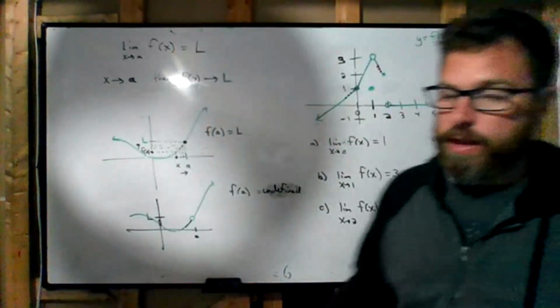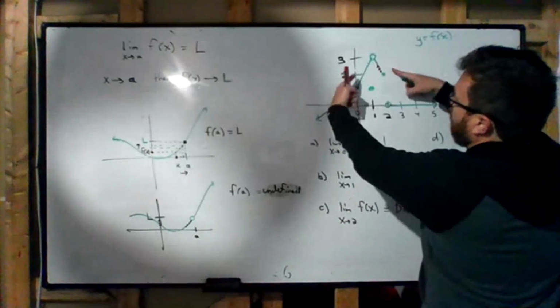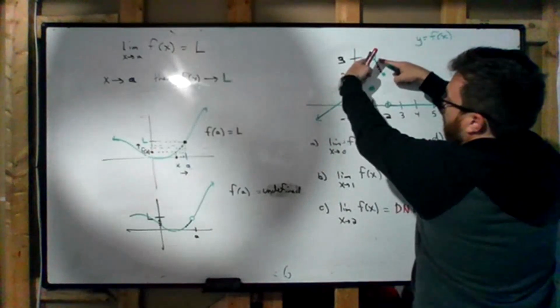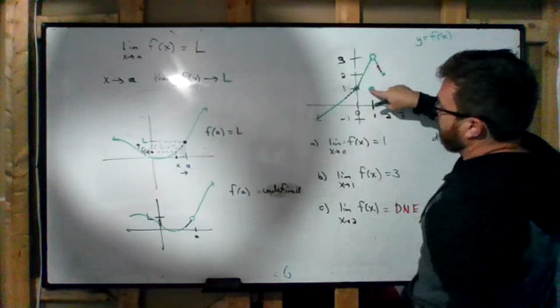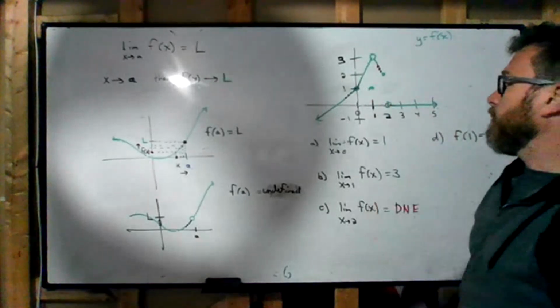And notice that their limits and their evaluations are different. As I get close to 1 from both directions, the y value is getting close to 3. But exactly at 1, I'm equal to 1. So that's why the evaluation is different than the limit.